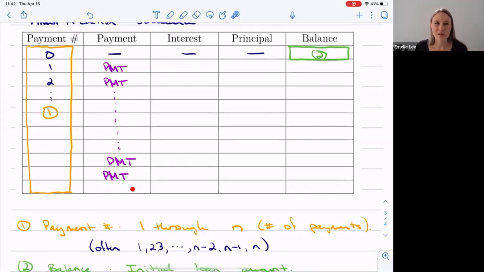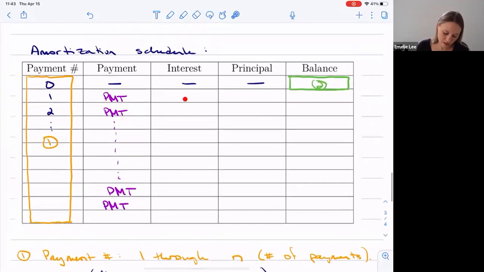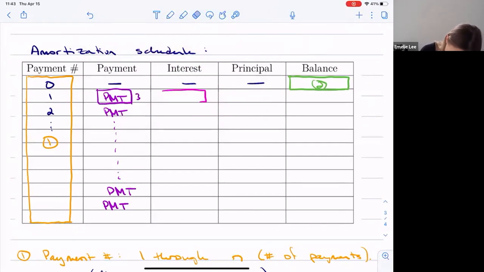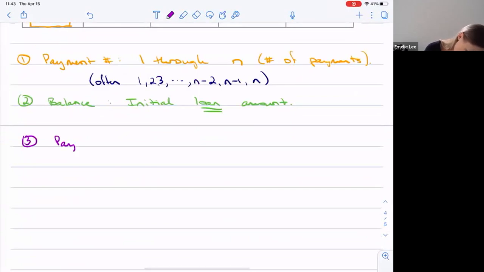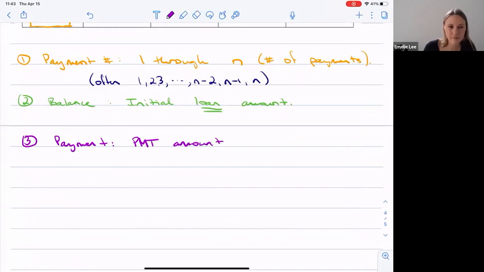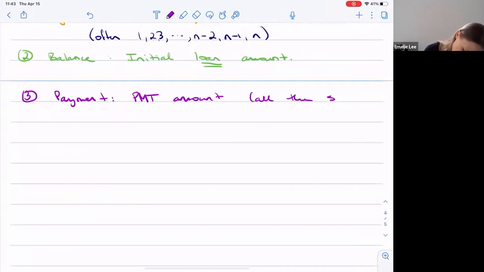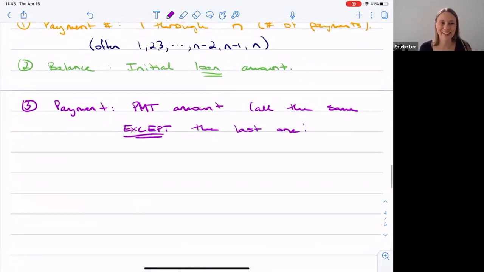So let's talk about the interest. The interest is the interest amount. So this is going to be the third, or maybe I'll call it the fourth thing. I haven't followed the same format, have I? 3, fine. PMT amount. They're all the same, except, and that's really important, the last one. You don't want to do that last one until you're ready.